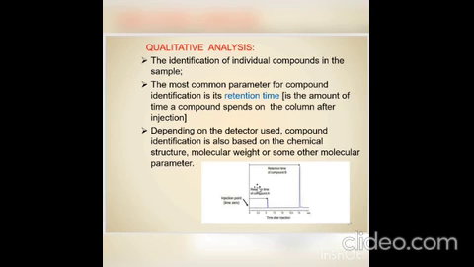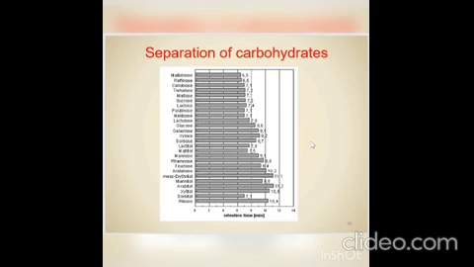Then next, this is a separation of carbohydrates. Carbohydrates have so many isomers. These are the retention times of different isomers: maltose, raffinose, cellulose, glucose, sucrose, fructose. These are different, which means different isomers have different retention times. Based on the retention time, we identify the carbohydrates.